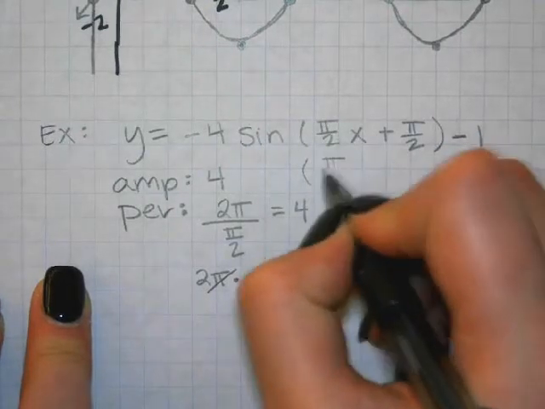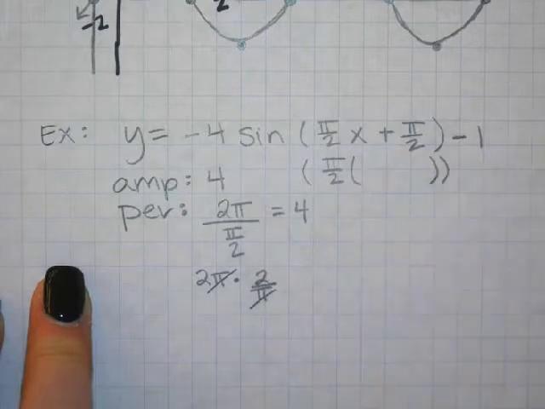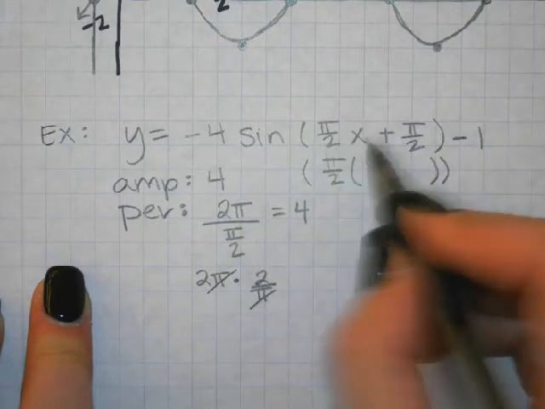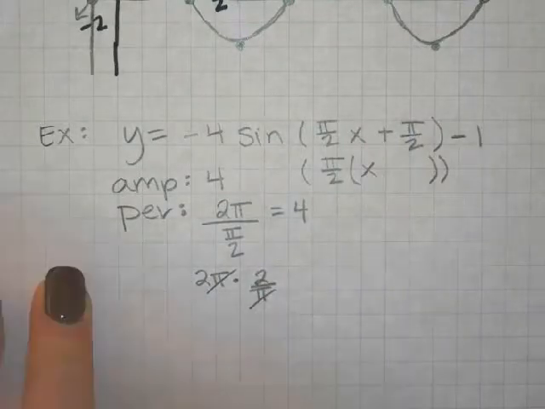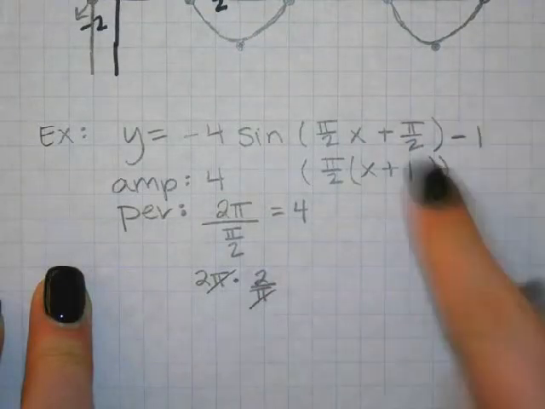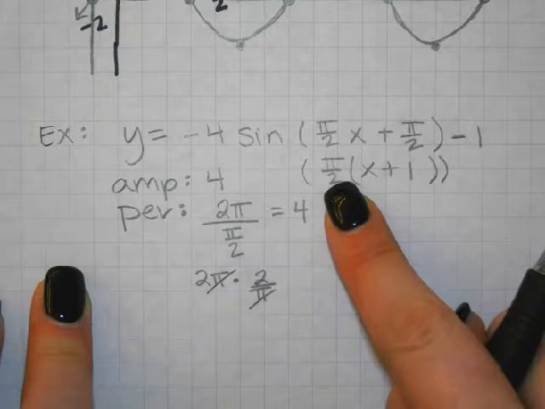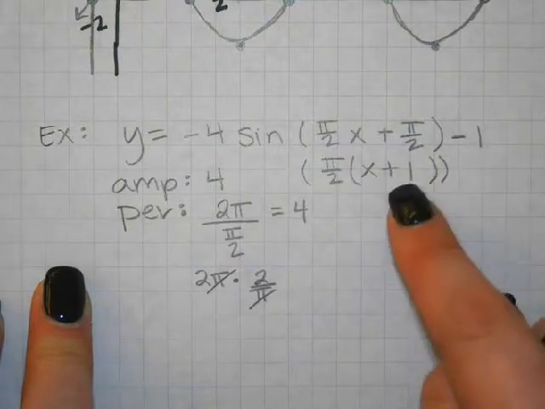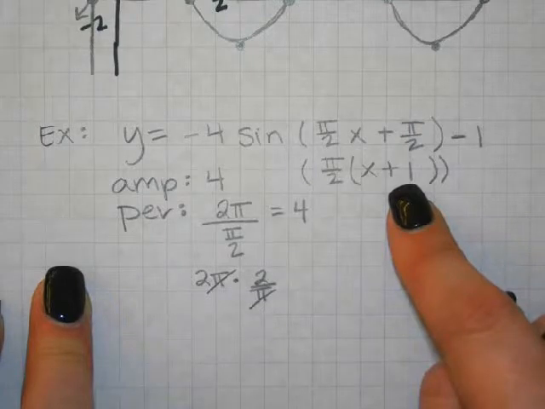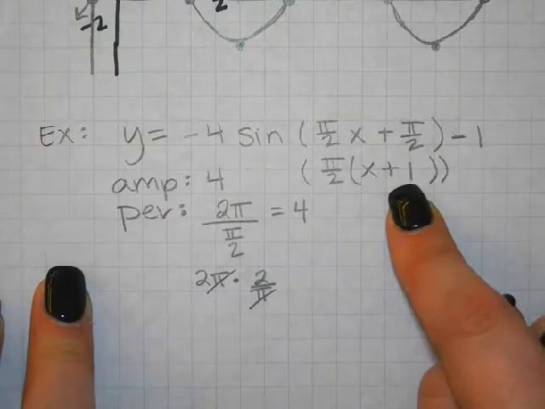So I'm going to take the pi halves out. And when I take the pi halves out of this one, I just get x. What do I get for the other one? Plus 1, yeah. And that's because it's pi halves divided by pi halves, so you have the same thing divided by itself, which is why it becomes 1. Okay. So what other transformations do we have?